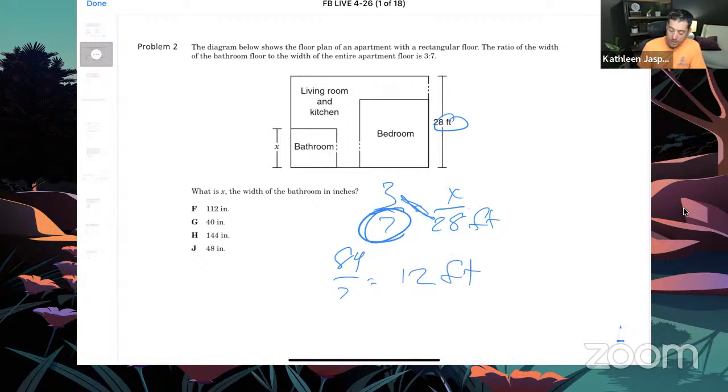So be careful, because as you look at this, I don't have any 12s in my answer choices. So you could be saying to yourself, uh-oh, what's going on? I'm confident I know I did it right, but what you didn't do is convert it. So how do we convert?